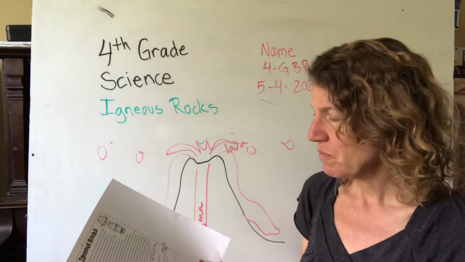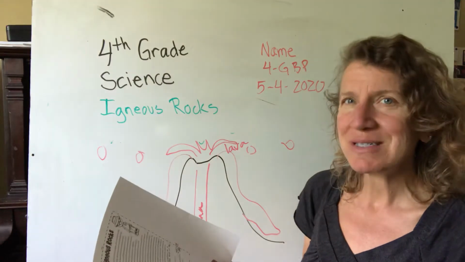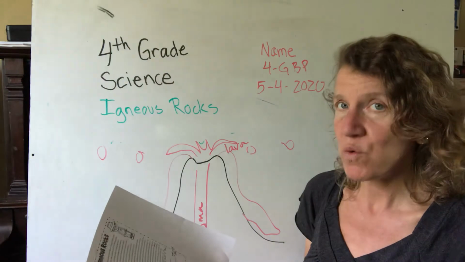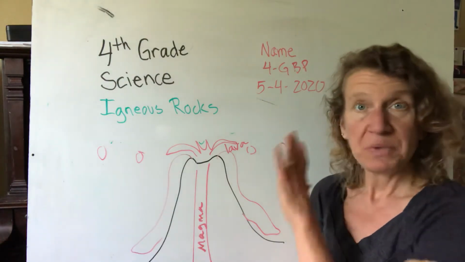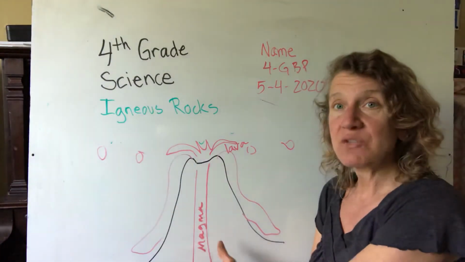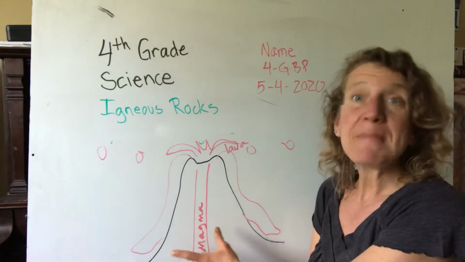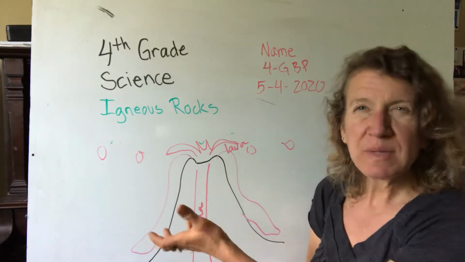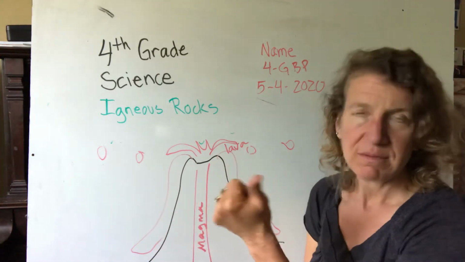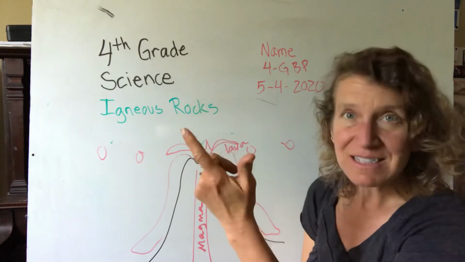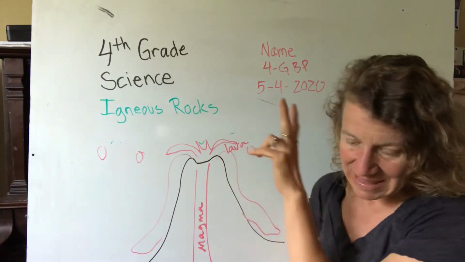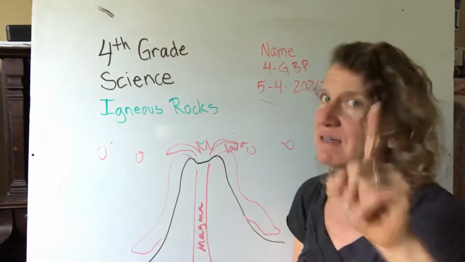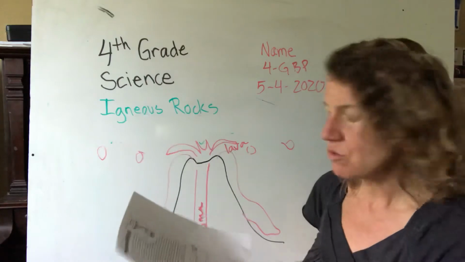Number 2. Using first, next, and last, explain how igneous rocks are formed, okay? So, we talked about the fact that igneous rocks is when magma, molten rock, cools and hardens and becomes a rock. Can you explain that using the words first? And tell us what happens first. Next, what happens next? And then to tell us what happens last. First, next, then. Answer number 2, either on the back or in Google Docs, then come back.